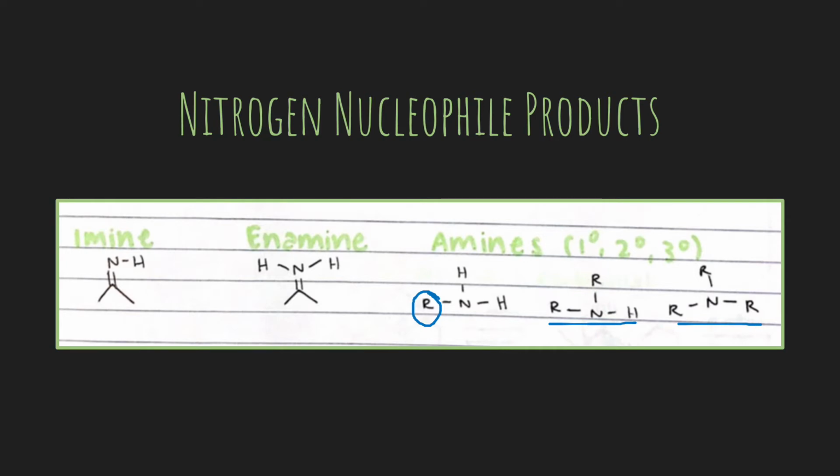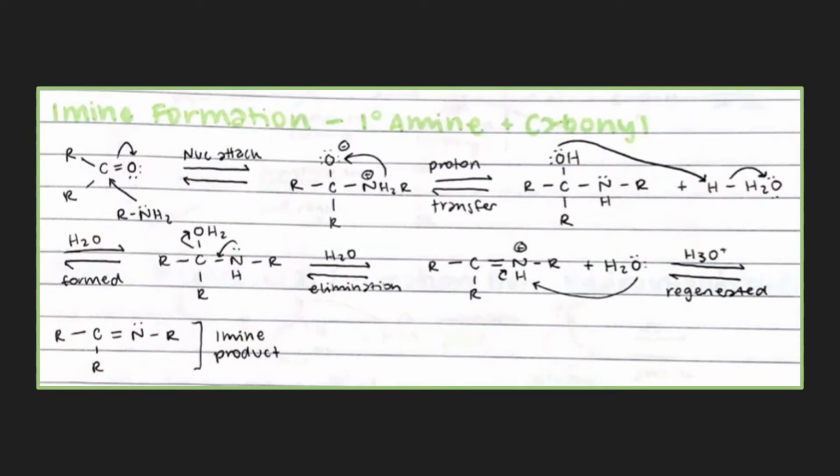An imine has a nitrogen double bond. It is when a nitrogen is double bonded to a carbon and has a single bond to an oxygen or a hydrogen right here. In comparison, we have our enamine, which has the two hydrogens attached to that nitrogen, but still a nitrogen-carbon double bond. To form imines, we need a carbonyl with a primary amine.